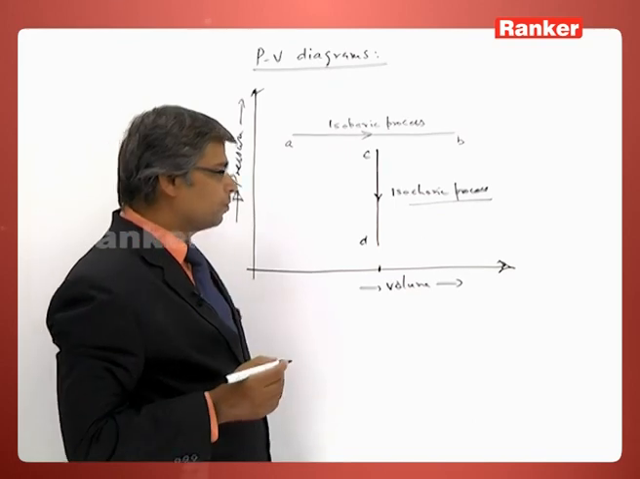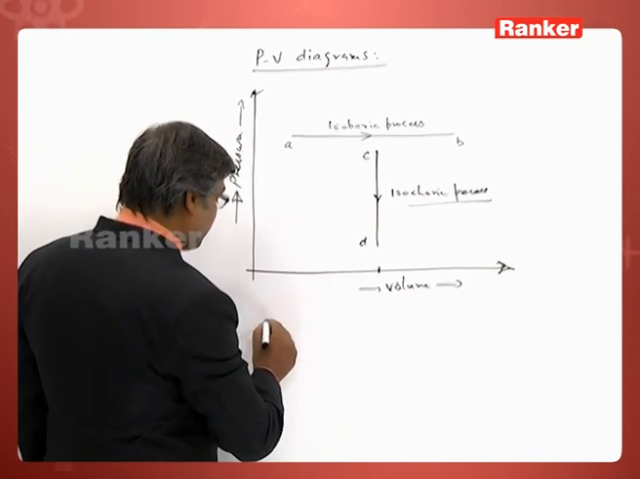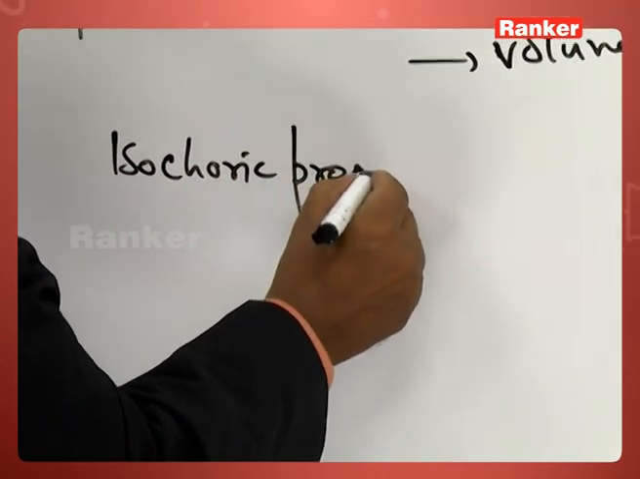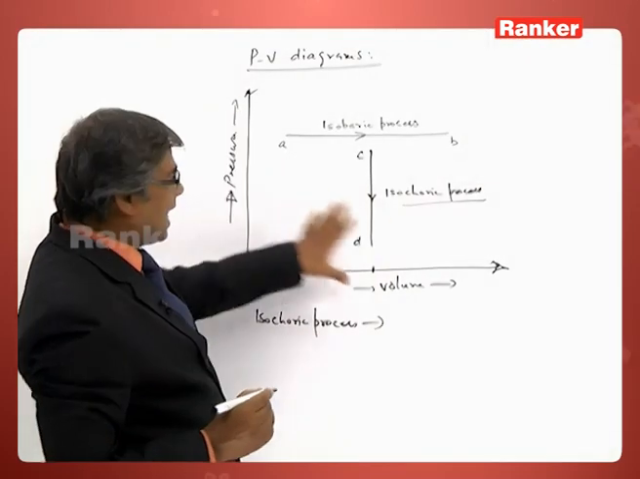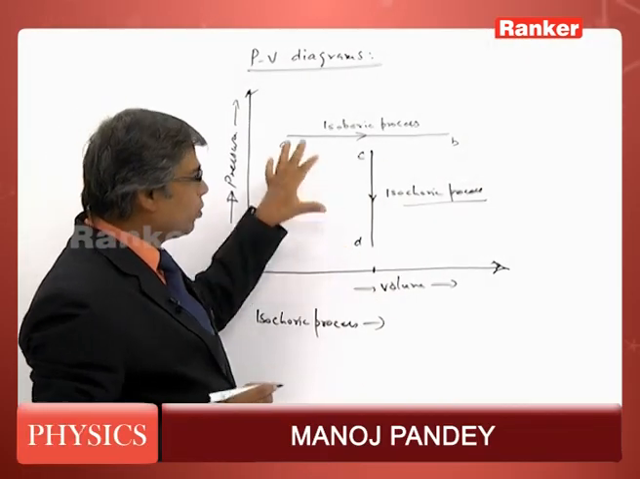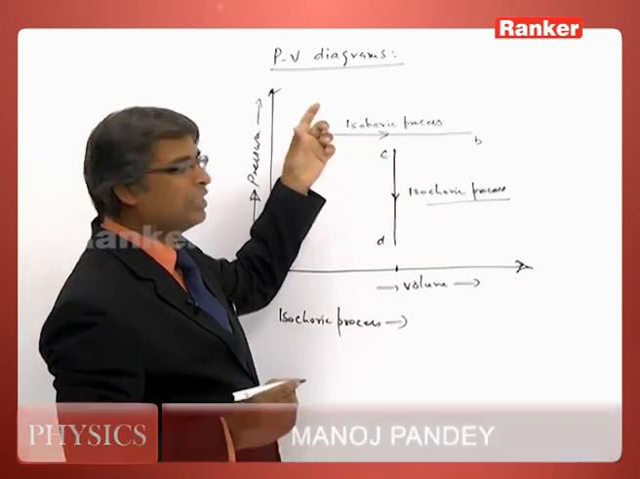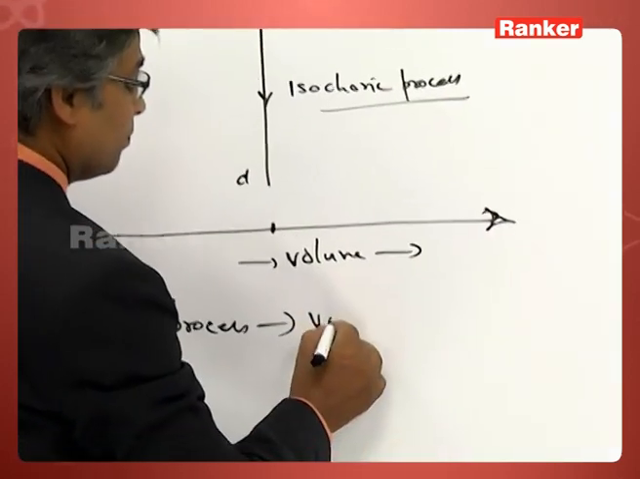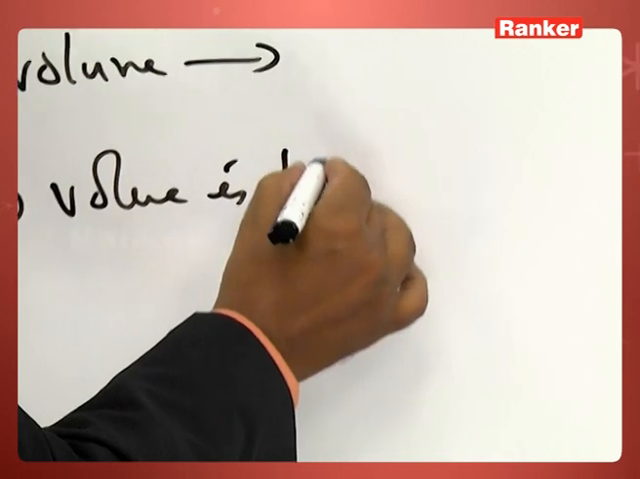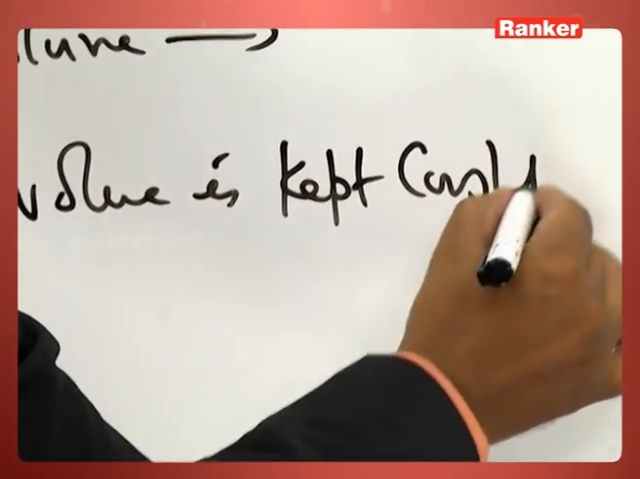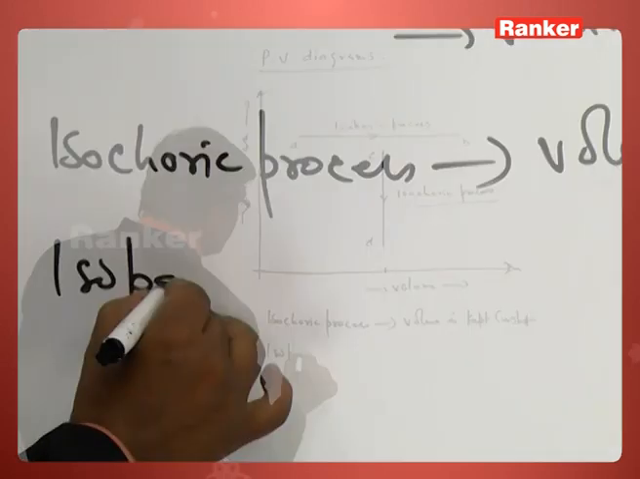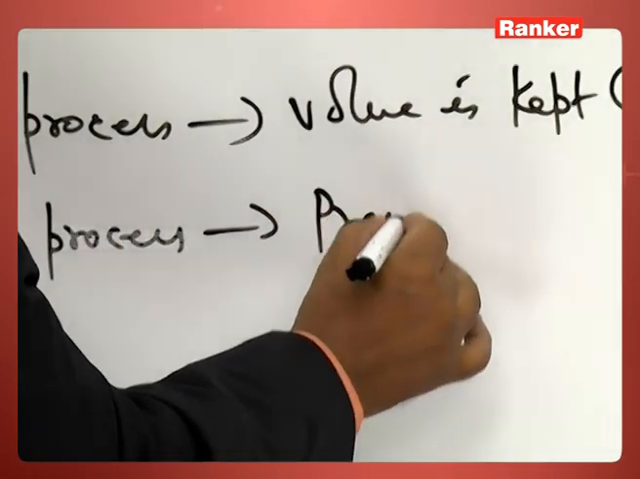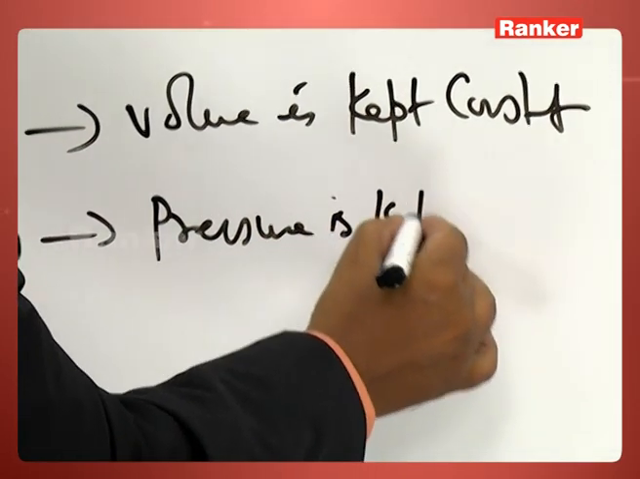Now, let us come to the isothermal process. So, why is this diagram important? Because here we can show graphically the different processes through which our perfect gas, the ideal gas, goes. So, isochoric process means volume is kept constant. Isobaric process means pressure is kept constant.